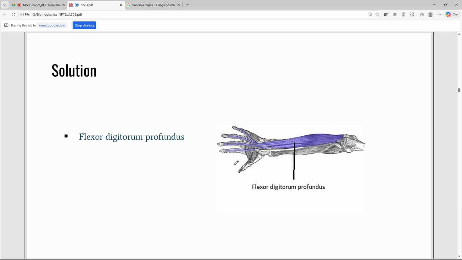So this is the image for flexor digitorum profundus. It runs from the elbow to the digits, that is the fingers. Here you can see the connections, and this facilitates the flexing of fingers.